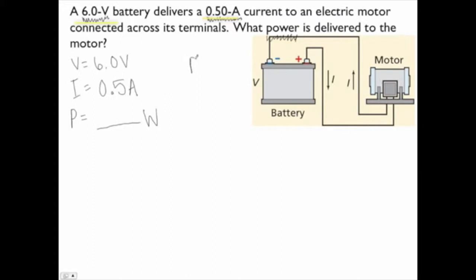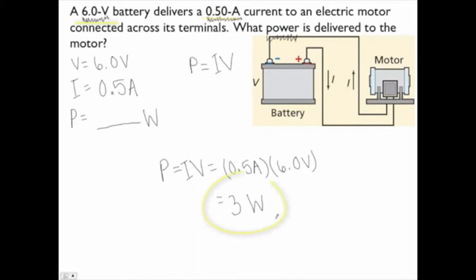And so we're going to use our power formula. Power is equal to I times V, or current times voltage. And we don't have to put it in the triangle because it's already in a form that we like. So we can just go ahead and do our math. So we'll have our current of 0.5 amps and our volts of 6. And we'll get 0.5 times 6 is 3. So we will get 3 watts as our answer. And that's all you have to do. It's pretty simple compared to some of the things that we've done.